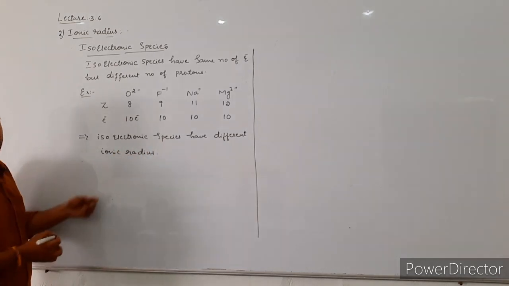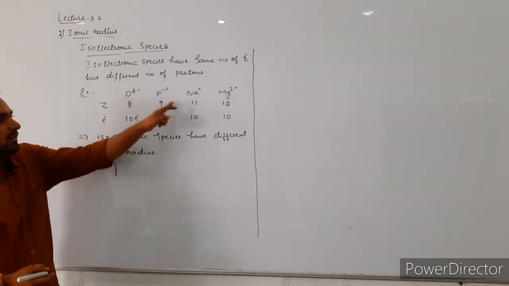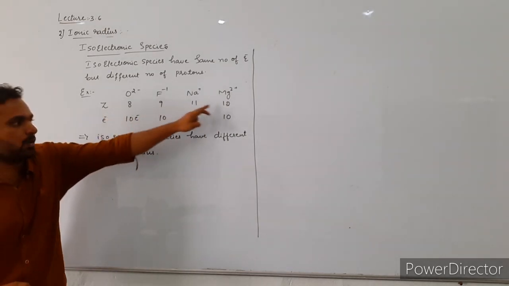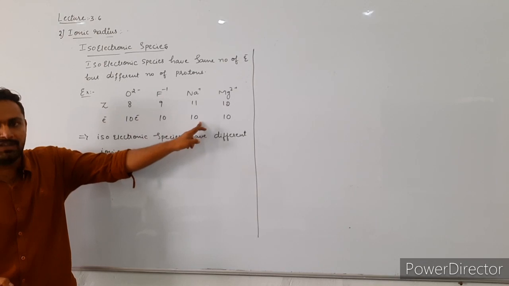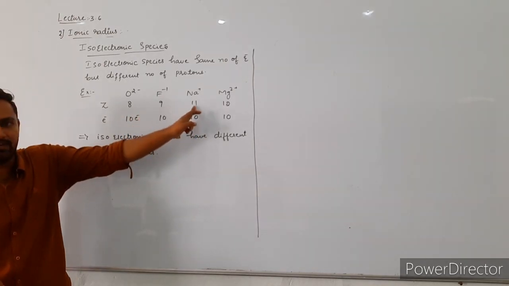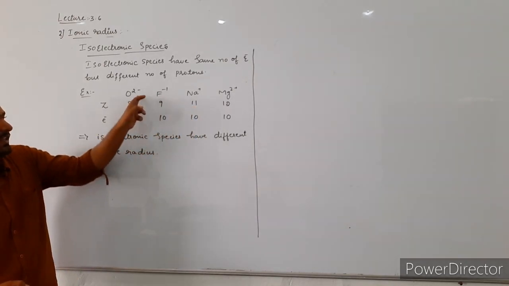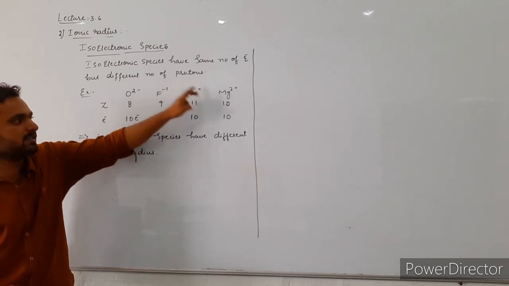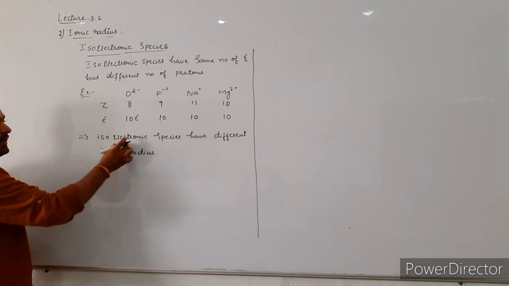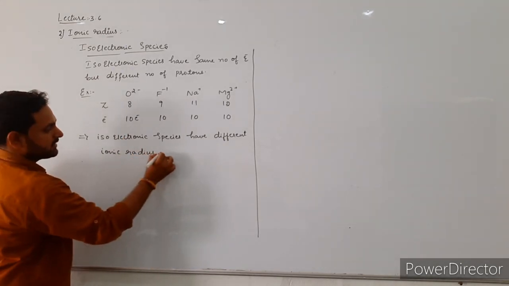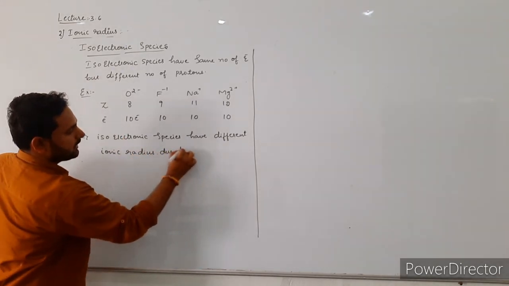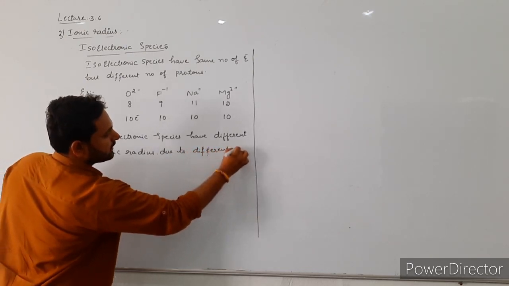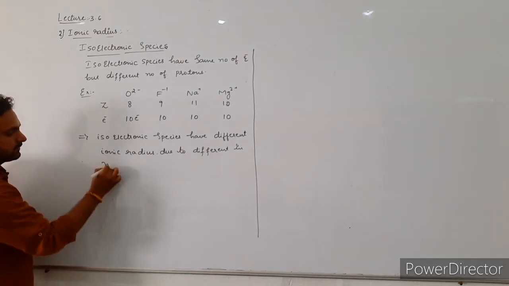Here, why is there a different ionic radius between isoelectronic species? Because the number of electrons are same, but the number of protons are different. That's why there is a difference in radius of O2 minus, F minus, Na plus and Mg plus 2. Isoelectronic species have different ionic radius due to the different number of protons.